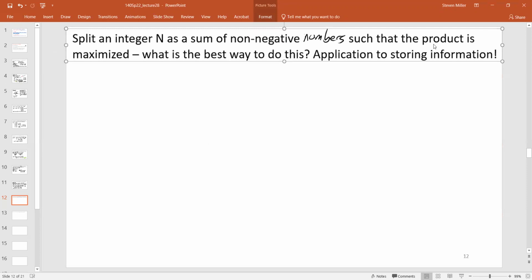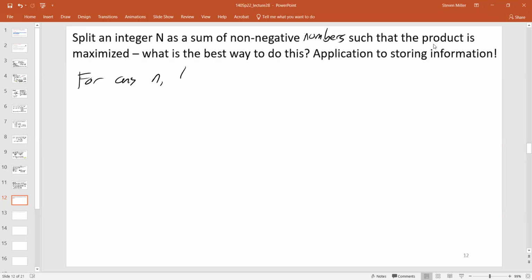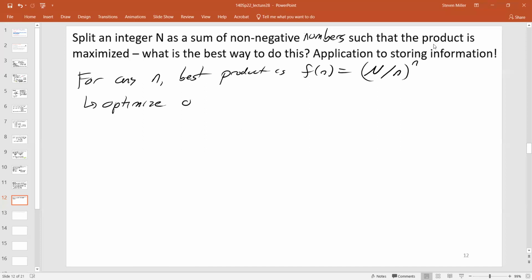So for any n, the best product is going to be, say, f of n equals N divided by little n, raised to the n power. And so we have to find the value of little n that makes this largest, right? So optimize over little n in 1, 2, 3, dot, dot, dot. This is a tough problem. This is a problem of integer optimization.